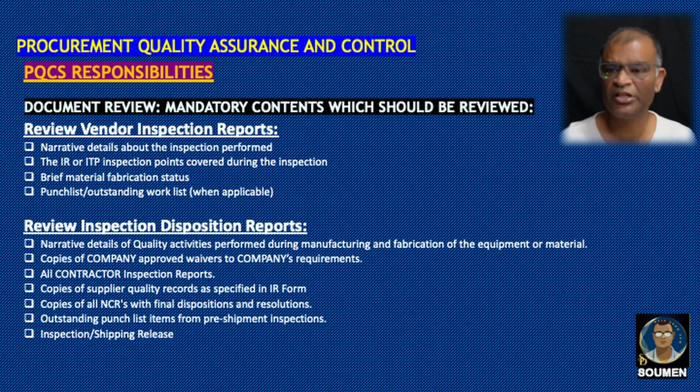Narrative details of quality activities performed during manufacturing and fabrication of the equipment or the material. Copies of company approved waivers to company requirements. All contractor inspection reports. Copies of supplier quality records as specified in the IR form. Copies of all NCRs with final dispositions and resolutions. Outstanding punch list items for pre-shipment inspections, inspection and shipping release.